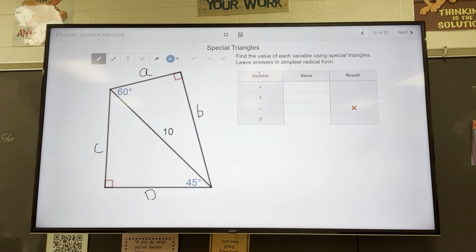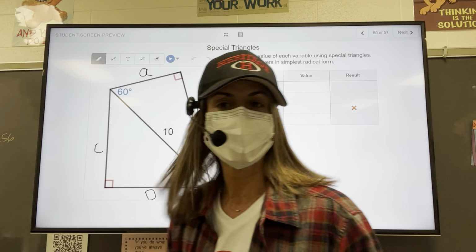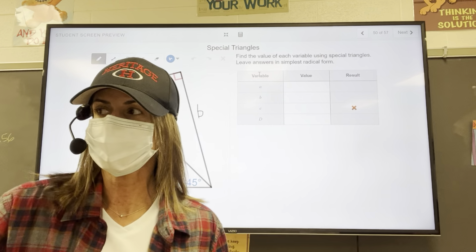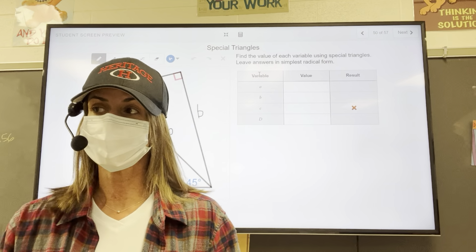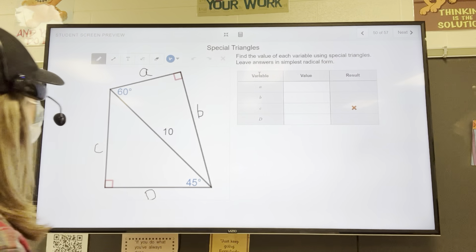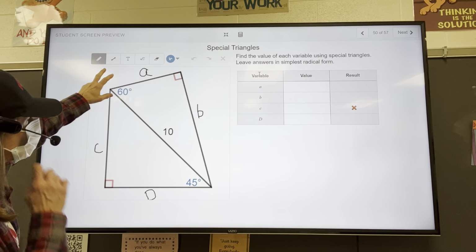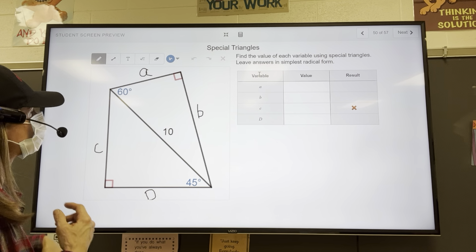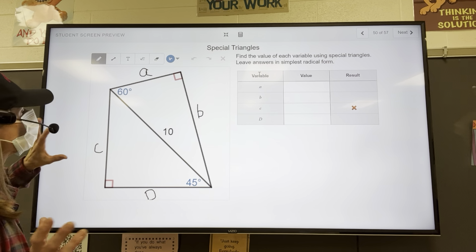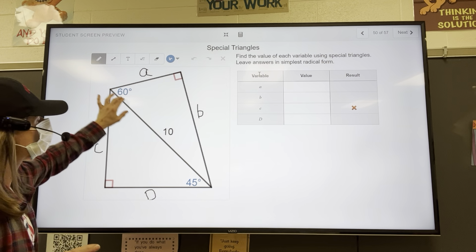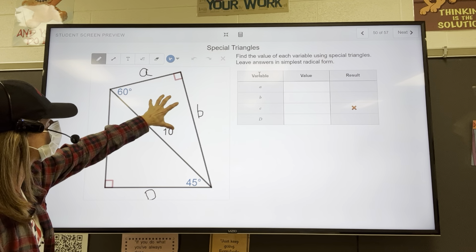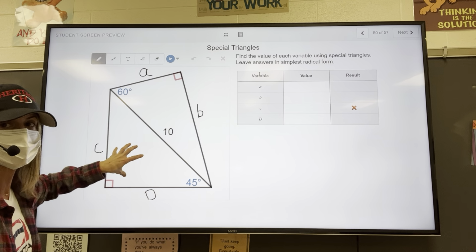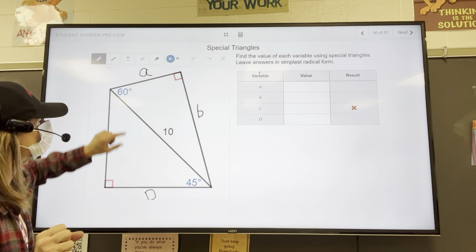Okay. This one is kind of difficult. It's going to be more difficult than I would give you on a test, but you would see something similar to this on your SOL, on your state test. And I ordered the lengths of the sides, A, B, C, D, so you would know kind of what order to go in. You're only given the measure of one of the sides. This is a 30, 60, 90 triangle, and this is a 45, 45, 90 triangle. So we know they're both special.